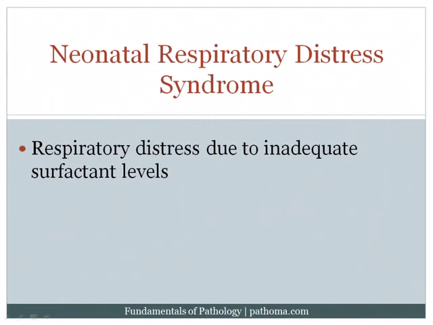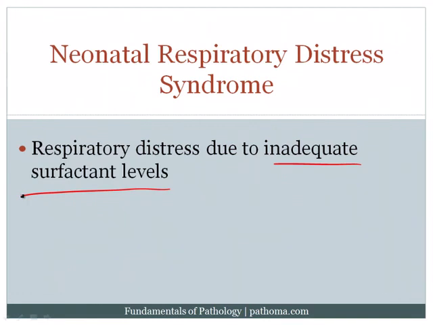The next respiratory distress syndrome is called neonatal respiratory distress syndrome. This is respiratory distress that arises due to inadequate surfactant levels. Before you can understand this disorder, you've got to take a step back and just remind yourselves that surfactant is produced in the lung. It's produced by type 2 pneumocytes. That's particularly high yield. Remember that the type 2 pneumocytes have two functions. They are the stem cell of the lung, and they also produce surfactant.